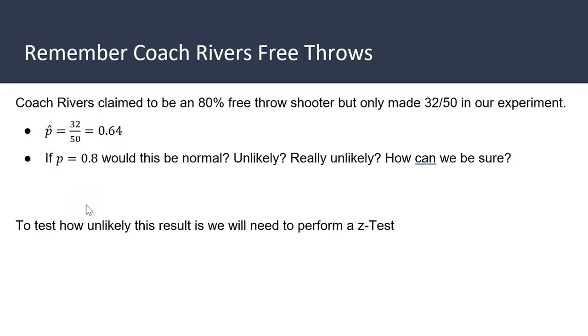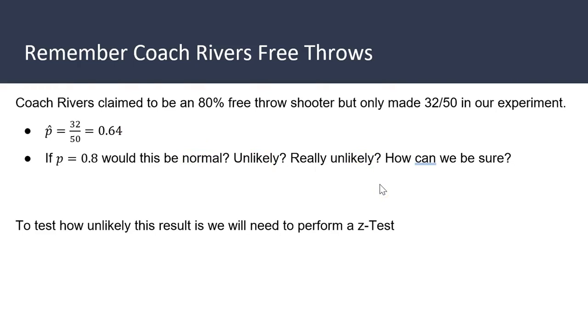And then remember, this is the question we're asking. If P, which is the actual population proportion, is 0.8, so if Coach Rivers is actually an 80% free throw shooter, for him to shoot 64%, would that be normal? Would it be unlikely? Would it be really unlikely? How do we know for sure?